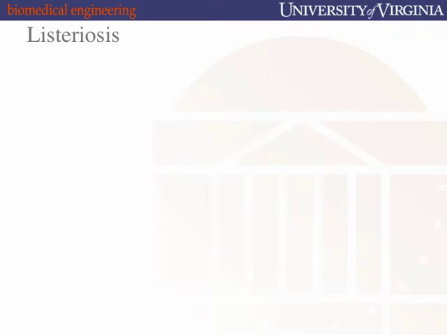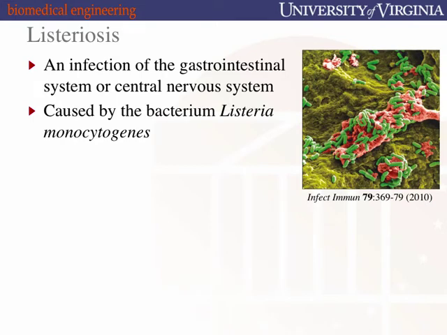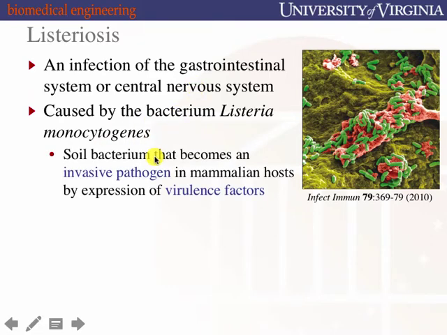Okay? All right. So listeriosis, much like the last bacteria we talked about, infects the GI tract and can move to the central nervous system. So it's very similar in that regard. It's caused by a bacterium, Listeria monocytogenes, or Listeria. And it also is a soil bacteria. Okay? It's a bacterium that becomes what we call an invasive pathogen.